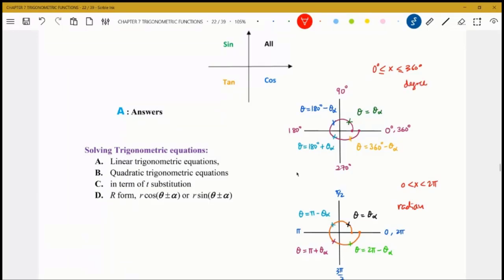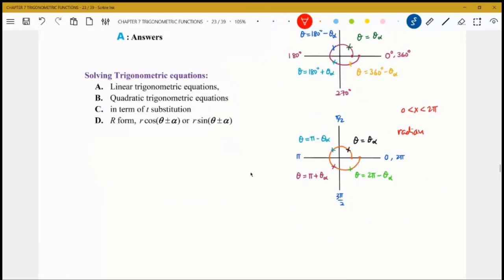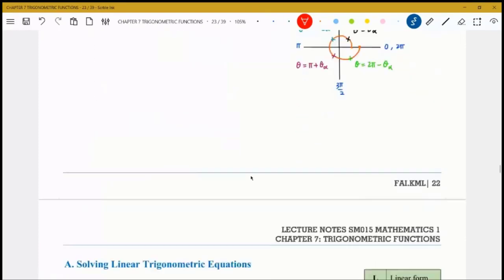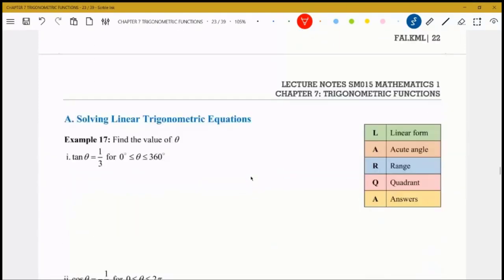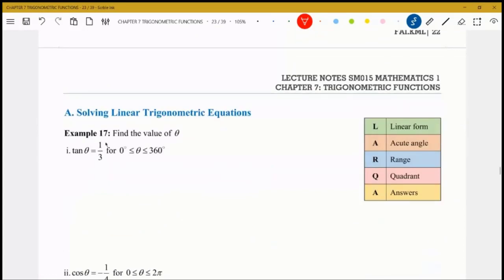Okay, so LARCA we can solve for 4 things: linear trigonometric equation, quadratic, in term of t substitution and then the R form. So hari ini saya akan cover sampai quadratic. Okay, so we go through for the linear first by using the LARCA method. Okay, so we do for the LARCA for the linear trigonometric equation first. Okay, so I put the LARCA here. Okay, so example 17, in order to find value of theta, given tangent theta equal to 1/3.